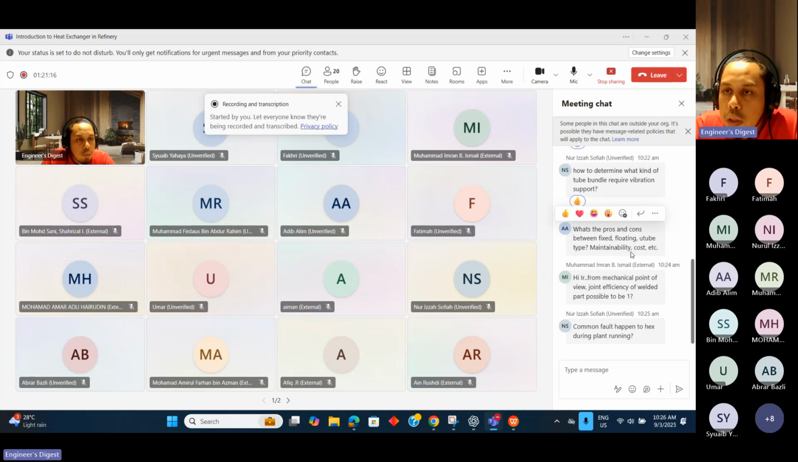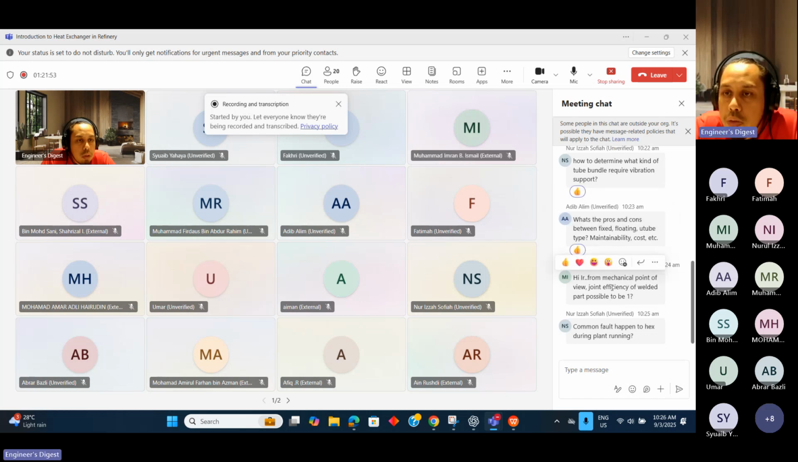Maintainability: basically floating type is the best one, because we can remove the tube bundle and clean the outside layer and inside layer of the tube, and the shell side also will be able to be cleaned. There is no issue like the U-tube bend area, because the internal part of that bend area is very hard to reach. Cost wise, floating will usually cost more than U-tube and fixed type.